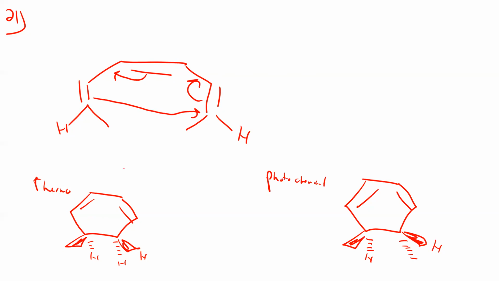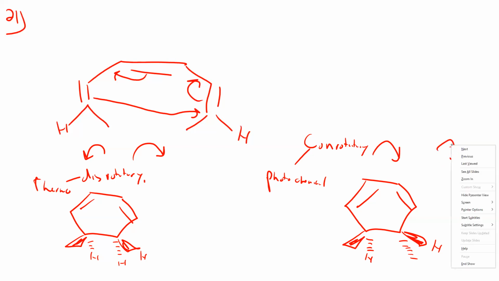So for the thermal product, we're going to have a disrotatory. And disrotatory means we're going to be rotating this way. We're going to rotate this way. That's why they're both pointing up. And for the photochemical, it would be conrotatory. So we're going to be moving in the same direction. That's all we have for today. So you can see how we're moving this hydrogen up and this one's going down. So we have one up and one down.